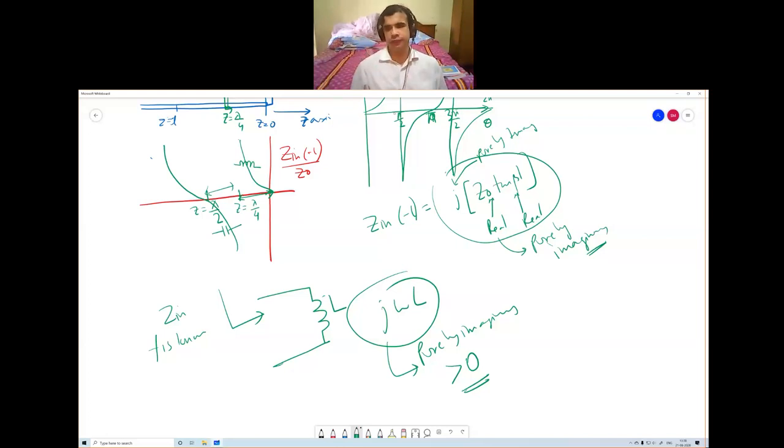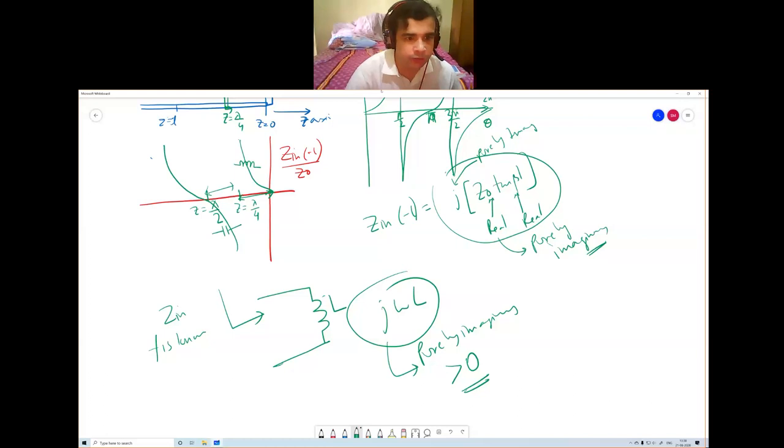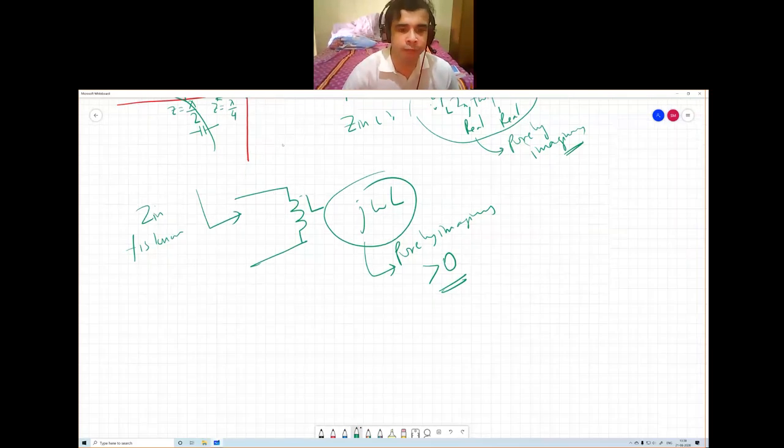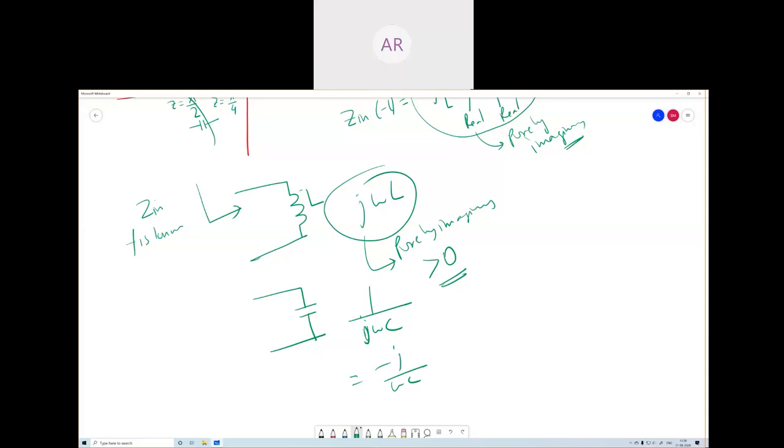Is this very crucial thing clear? Can you explain this capacitive load? Sure. Here, at this point, it is purely imaginary and less than 0 from the curve, right? And what is the input impedance here in this case? Purely this is 1 by j omega C. So it's minus j by omega C. It is negative and purely imaginary. Yes, it appears as a capacitor.